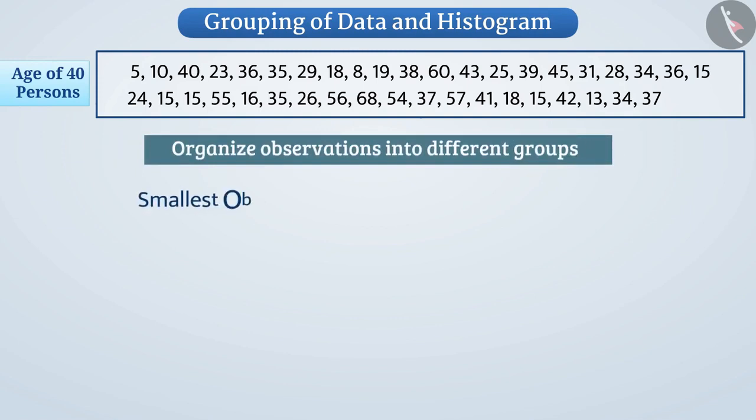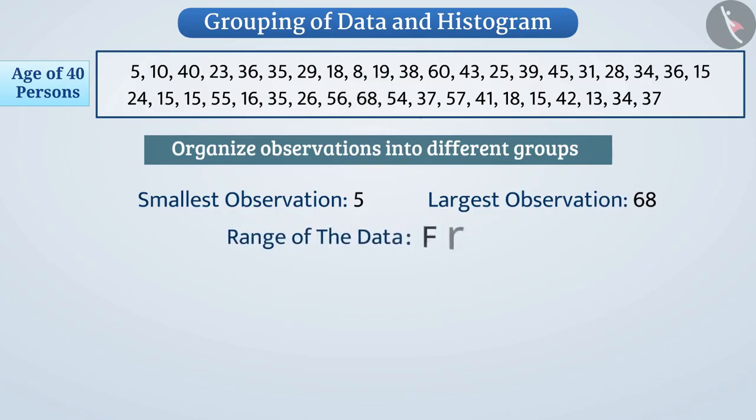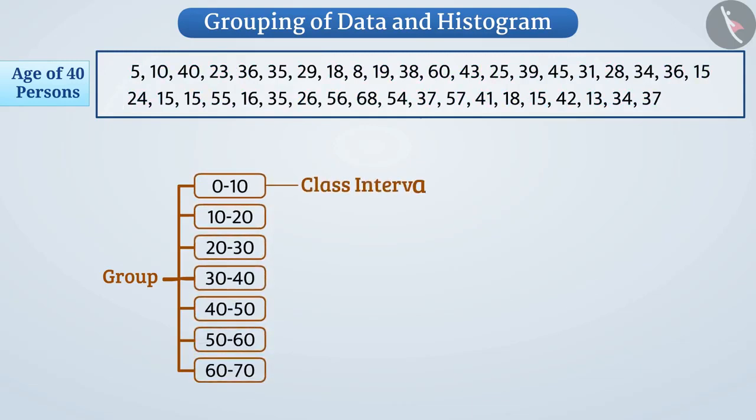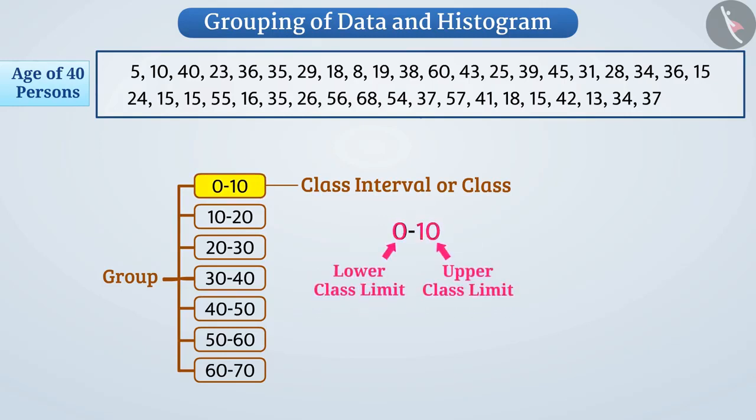Here, the smallest observation is 5 and the largest observation is 68. Therefore, the range of the data is from 5 to 68. So here, we will create groups of observations like 0 to 10, 10 to 20, 20 to 30, and so on. We call each group a class interval or class. Each class interval has a lower class limit and an upper class limit. Like 0 to 10 has lower class limit 0 and upper class limit 10.